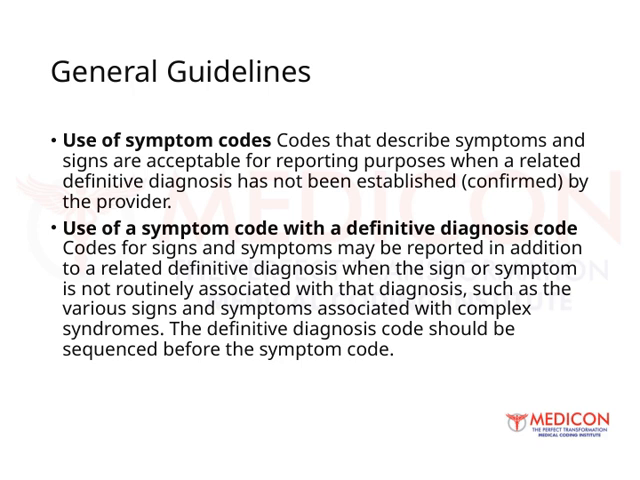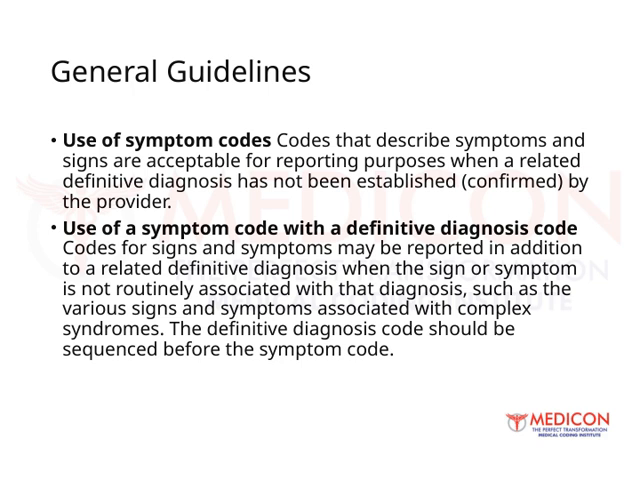Next, we can also report symptom codes alongside a definitive diagnosis code. But here's the key point. If the sign or symptom isn't routinely associated with that diagnosis, say, in the case of complex syndromes, you can report both. Just make sure the definitive diagnosis code is sequenced before the symptom code.